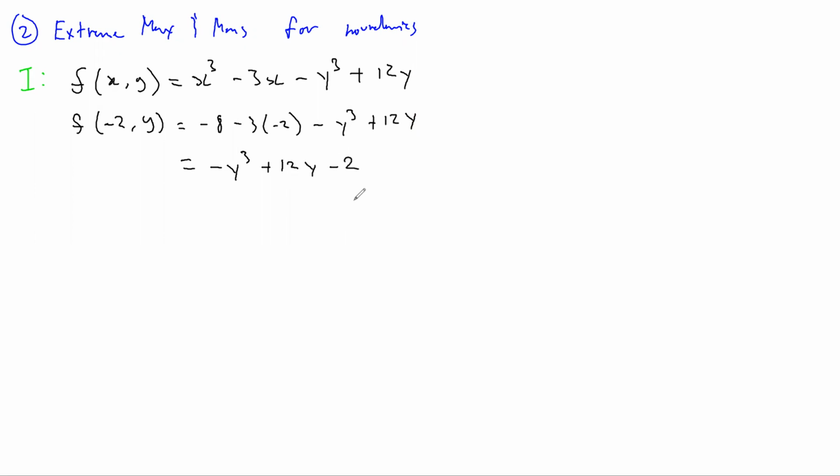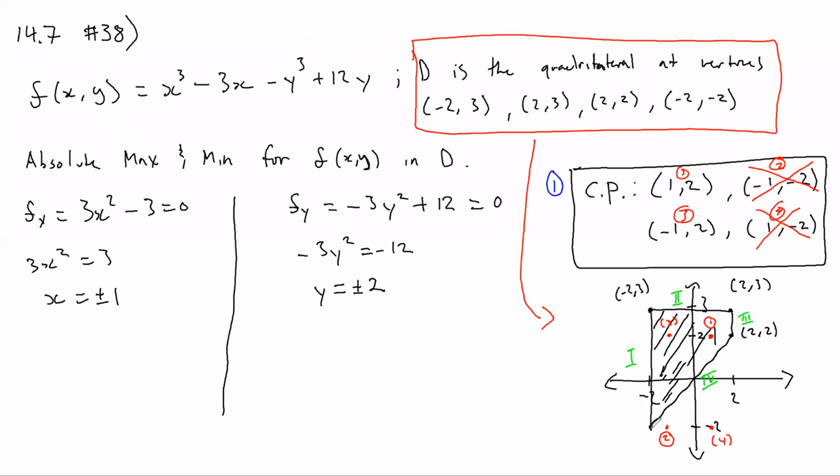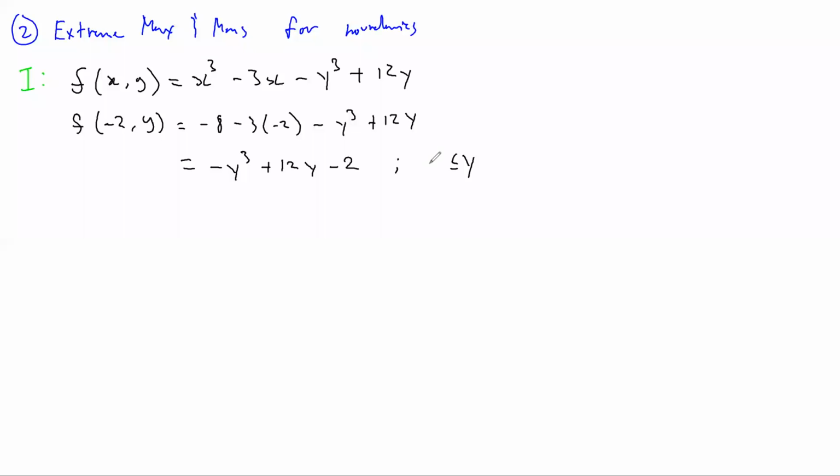All right, so that's for line number 1. And for this, we can state that y is in between, so we start off at -2, all the way up till 3. So y starts from -2, and it goes all the way up to 3.